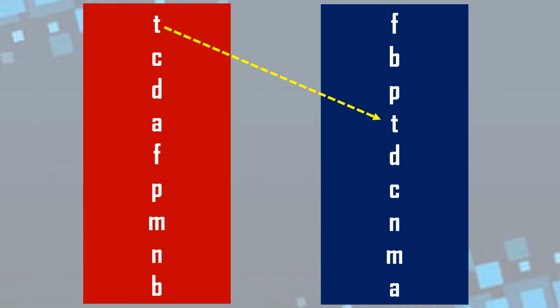Now the second letter in the red box is C. Find out from the blue box where it is. Okay, I'll show you one more. I'm not going to show you all. The rest of the letters you can join in your book. The third letter is D. Find out where it is in the blue box. So here it is. In this way we are going to do the second activity.